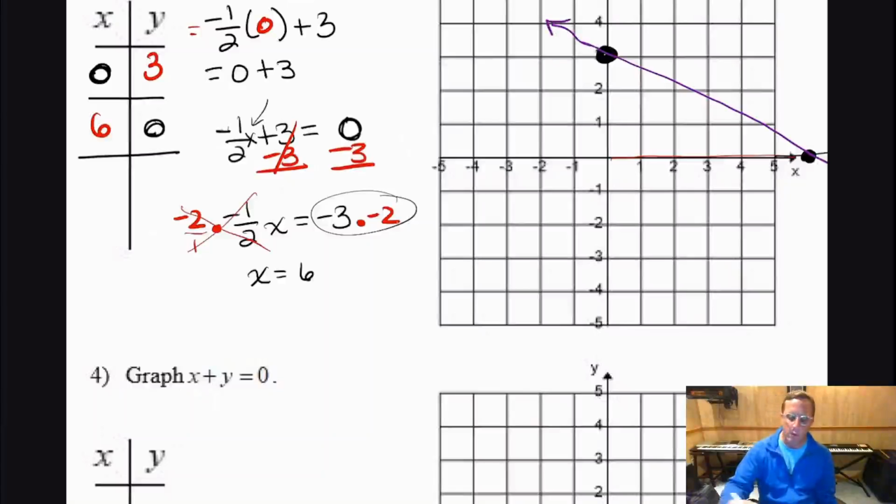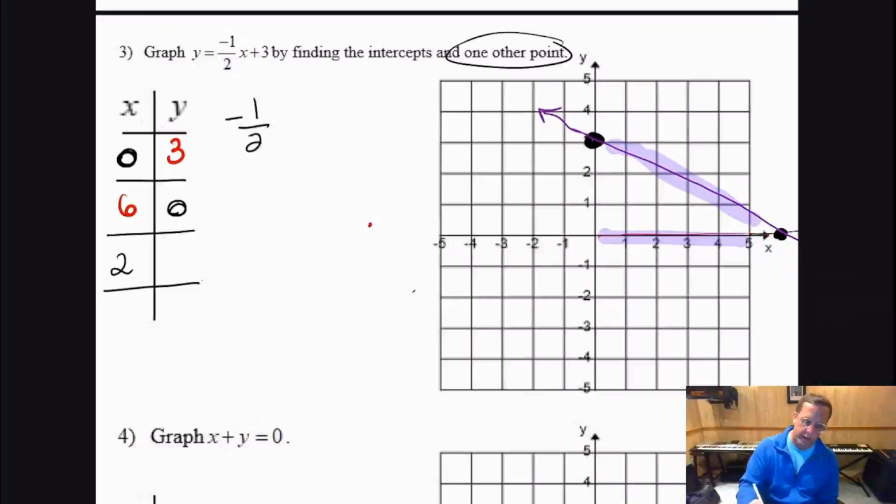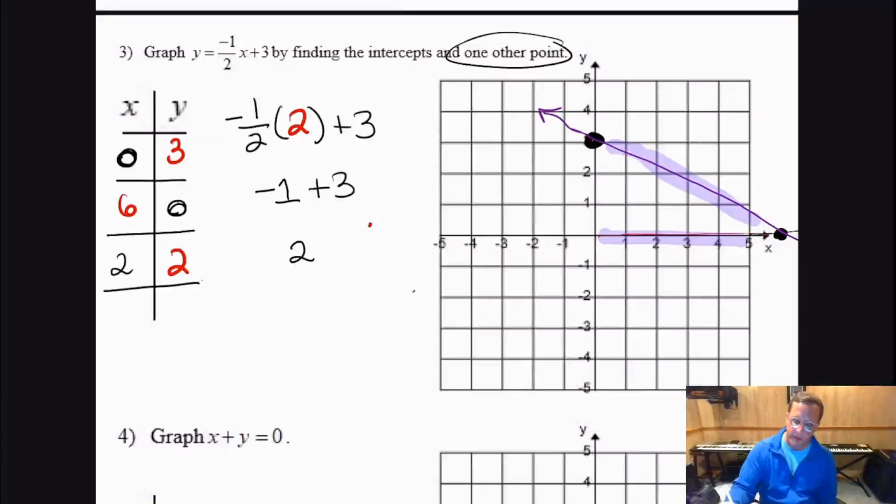So we know that there's a point somewhere in here, and we can get that point by using one of the x values down here, so 2, 3, 4. I'm going to use 2 because that multiplies by 1/2 nicely. I'll make some room here. So you've got negative 1/2 times 2 plus 3. Negative 1/2 times 2 is negative 1. Negative 1 plus 3 is 2. And that seems to work. I know I didn't draw this perfectly, but it's in that ballpark area right there.